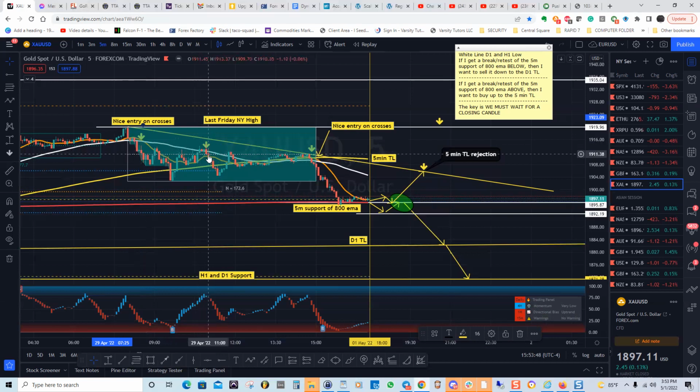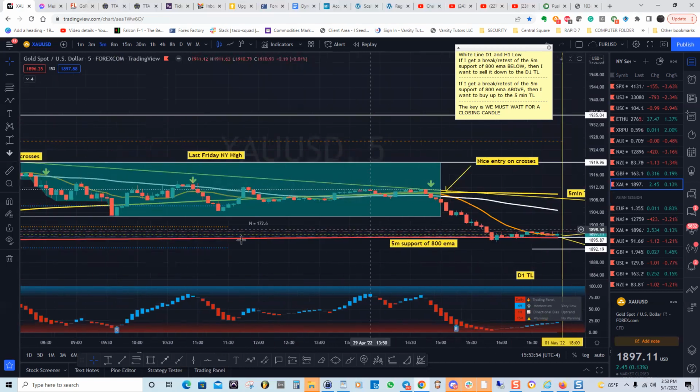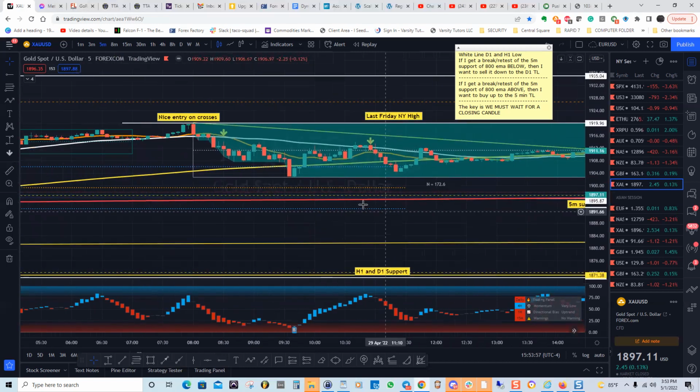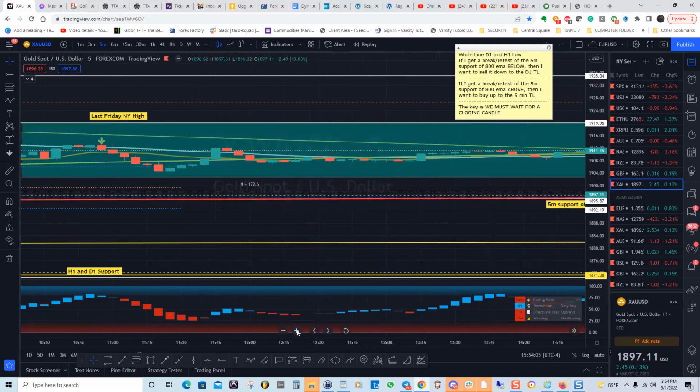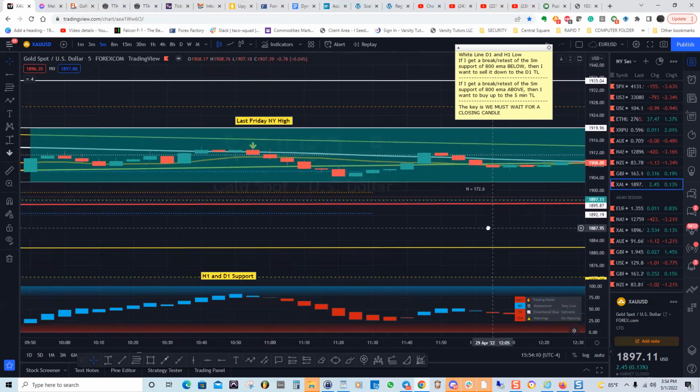This candle right here. Let me open it up so you can see what I'm talking about. This candle right here closed right here. See that candle right there? This candle here closed below the 50 and retest. This right here is a perfect explanation of close and retest.